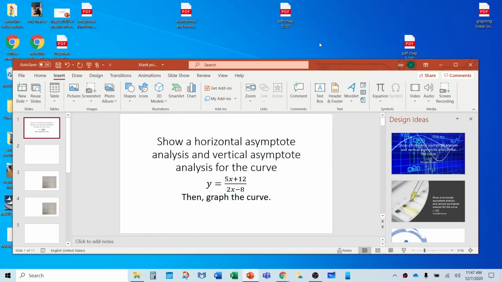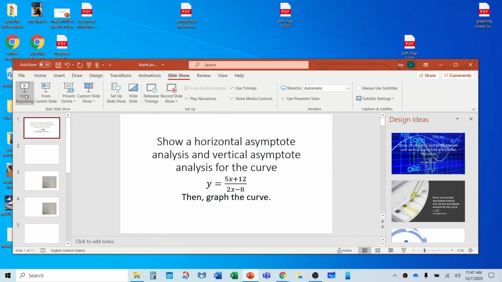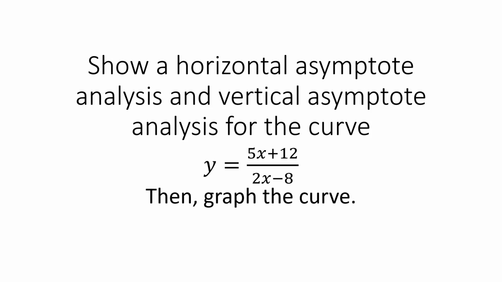In this video, we're going to do an asymptote analysis and then graph the curve y equals (5x plus 12) over (2x minus 8). Well, we've got the curve y equals (5x plus 12) over (2x minus 8). So we know that we cannot factor and reduce. We can common factor the denominator, but it doesn't help us to reduce.